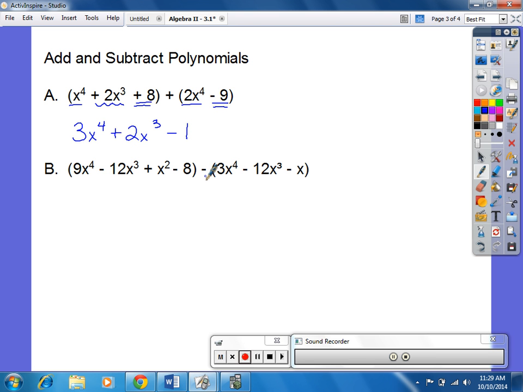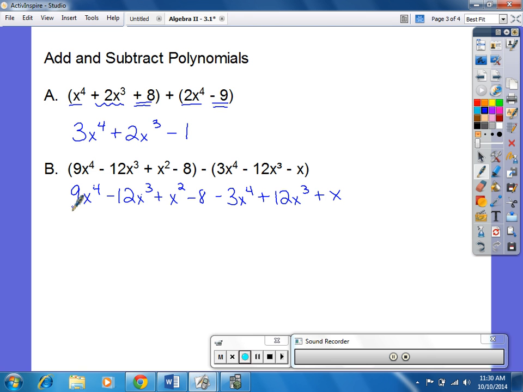When you are subtracting, remember this minus sign changes the sign of every term behind it. So you could recopy the problem and distribute the negative. Or just remember you're subtracting. But I will copy the problem so that you can see. So negative 3x to the 4th, minus times a minus is a positive 12x cubed. And minus times a minus is a positive x.